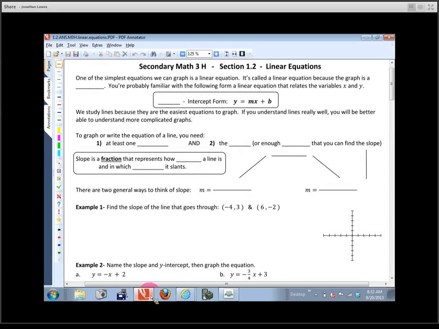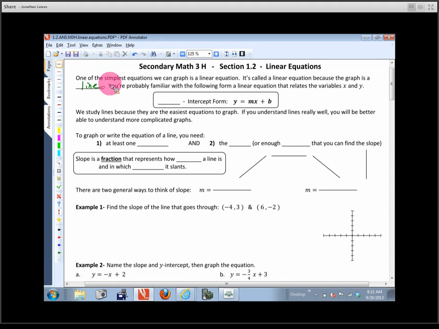All right, so one of the easiest things that we can graph is a line, so we're going to talk about a linear equation, okay? And again, I think we mentioned this yesterday. We call it a linear equation because, let me just write line here. Okay, so we call it a linear equation because when we graph it, it makes the shape of a line.